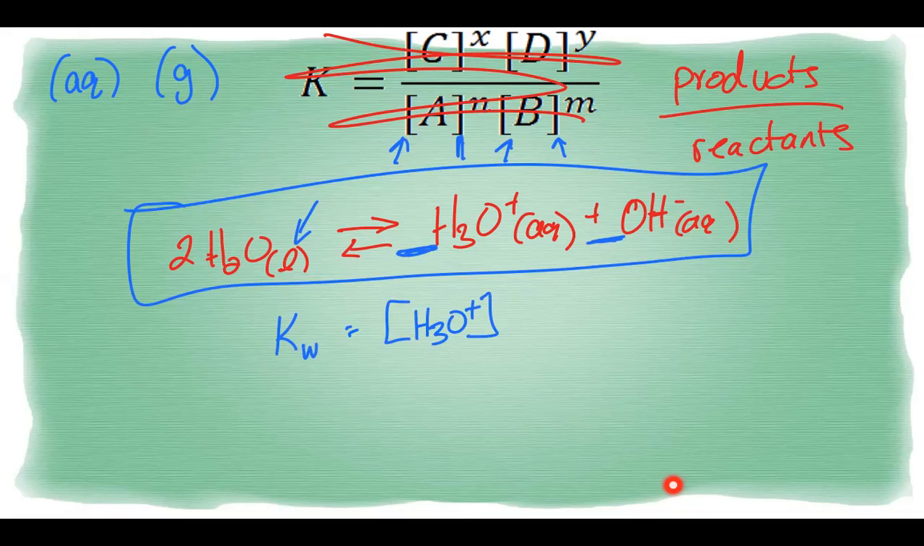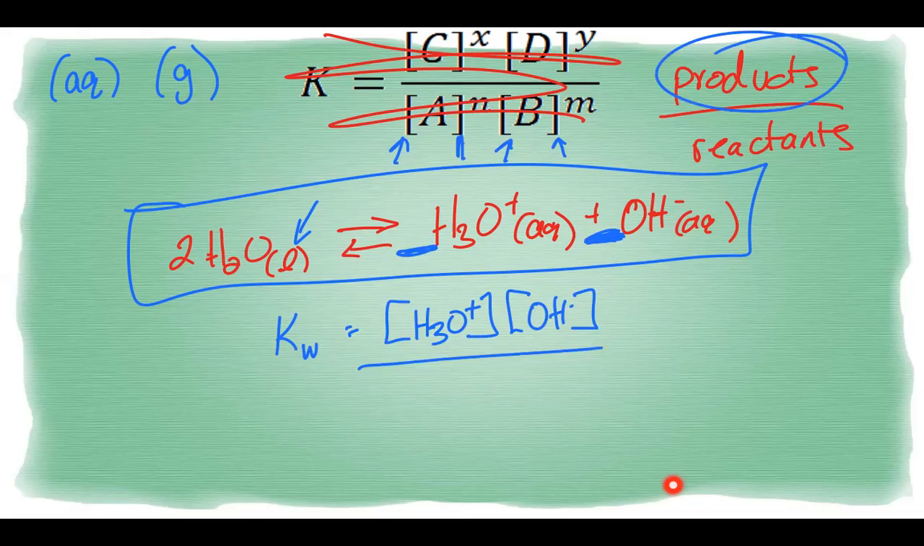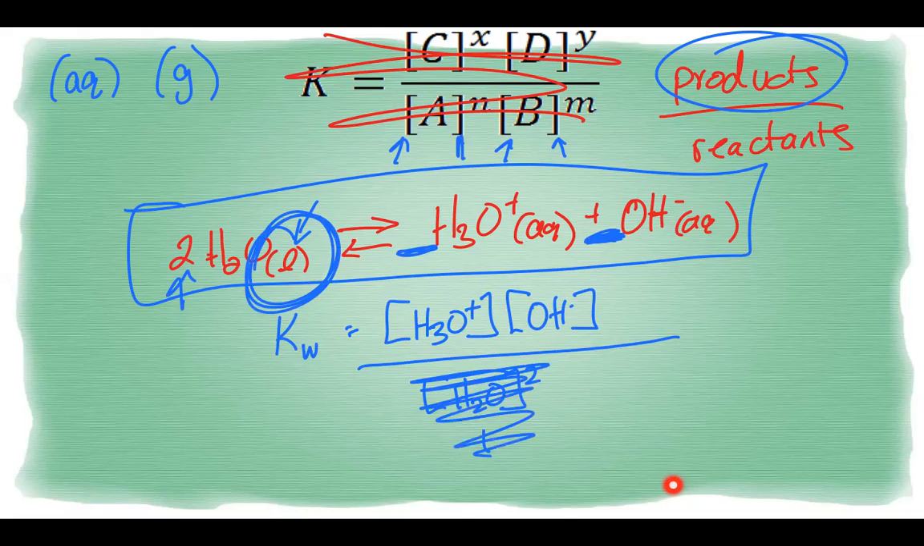and this is balanced. So the coefficient is 1, which means it's to the power of 1, times hydroxide, also raised to the power of 1 because there's no coefficient there. So that's the products. Now, normally you would say over H2O squared because there's a 2 here. But it's a liquid, which means the concentration can't change, which means it's always going to be 1, so you can basically ignore it.